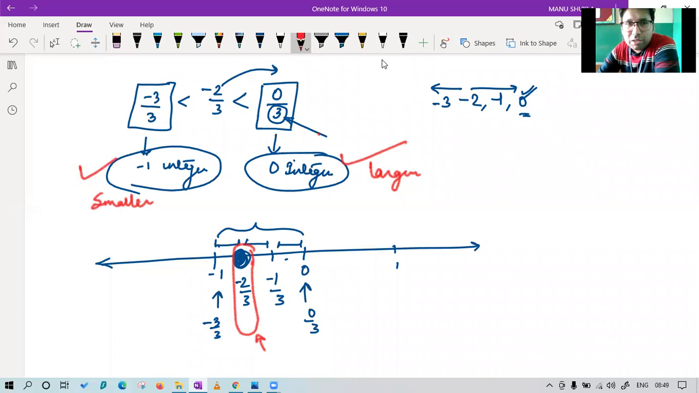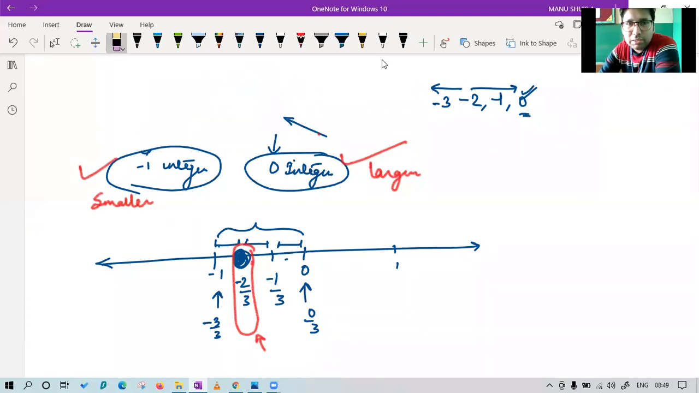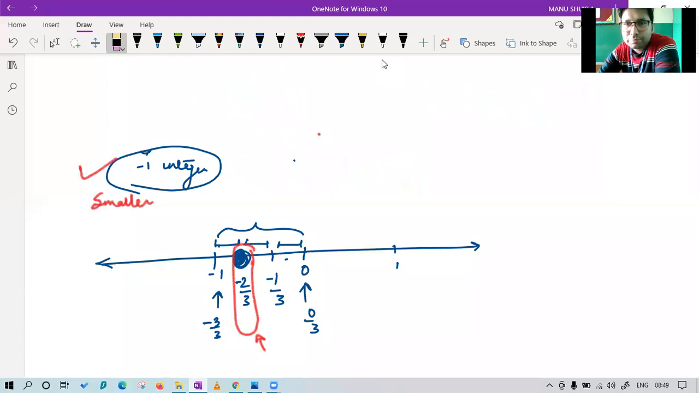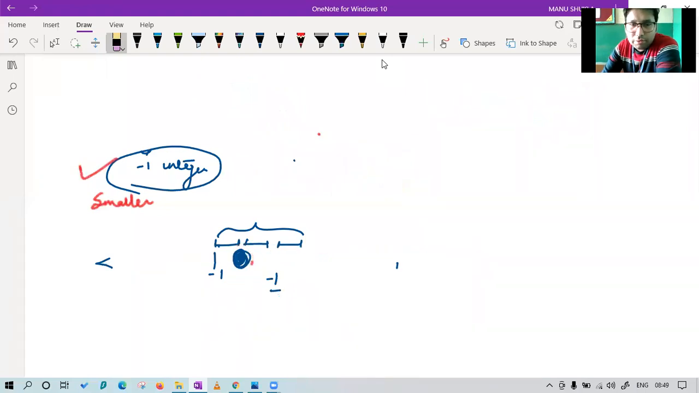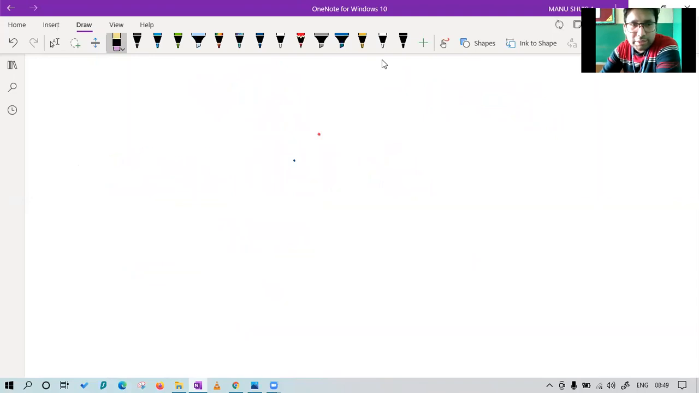You have to be extra careful when there is a negative sign. As I've told you, negative is like a fire, so you have to be much more careful in this case. So let me erase this and discuss the next example. These questions are practice based. The more you practice, the more you get.